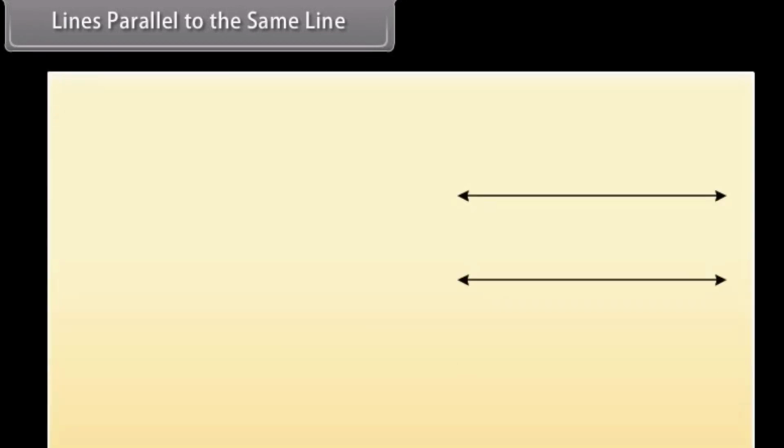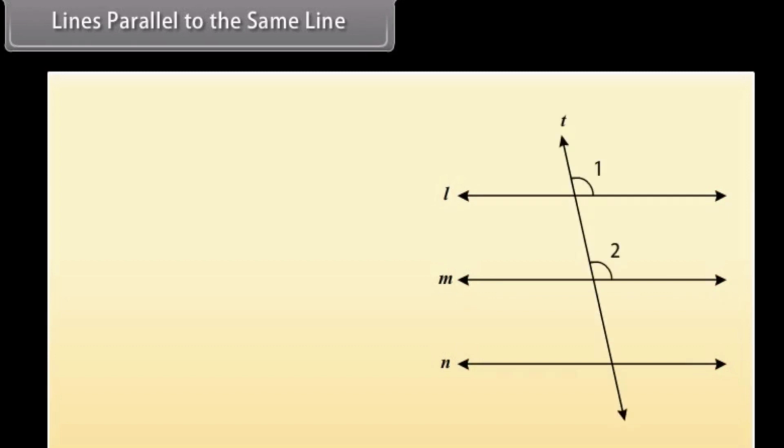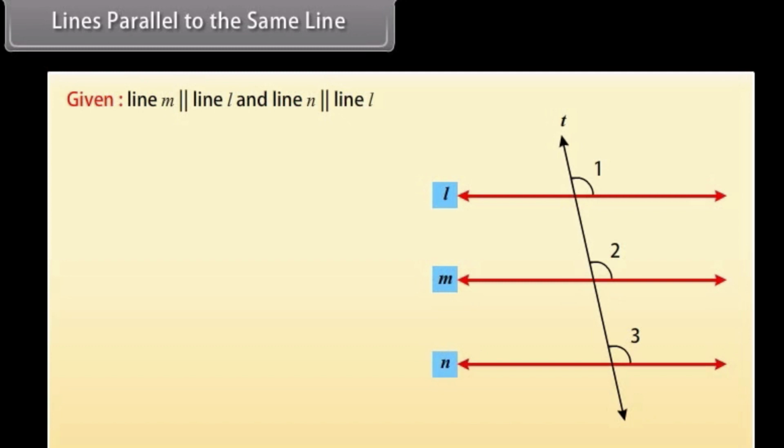Lines parallel to the same line. Let us now check that if two lines are parallel to the same line, then they will be parallel to each other. Look at this figure. Here line M is parallel to line L and line N is parallel to line L. Let us draw the line T as a transversal for the lines L, M and N.